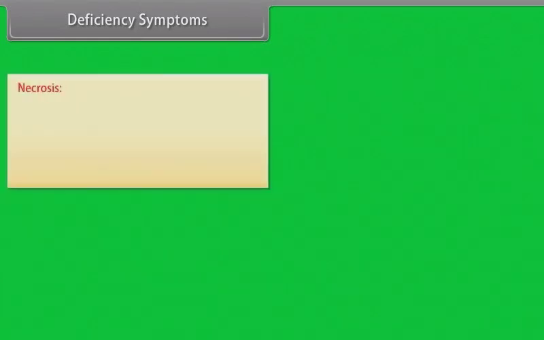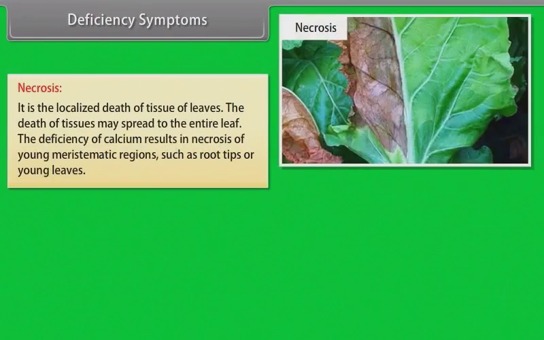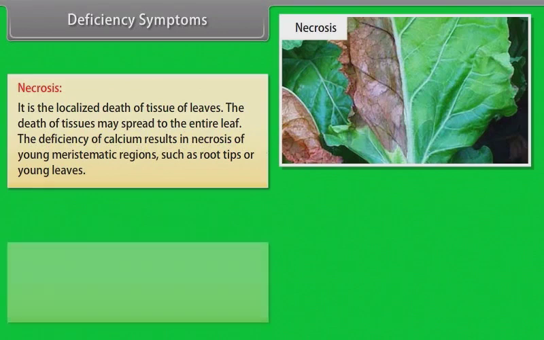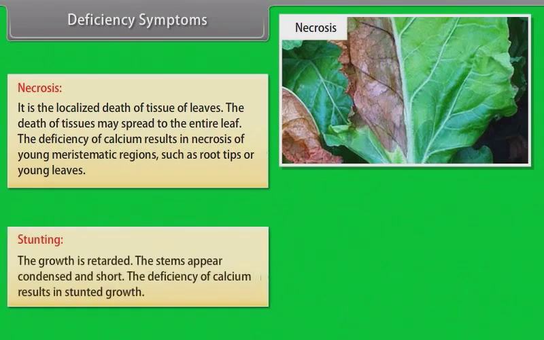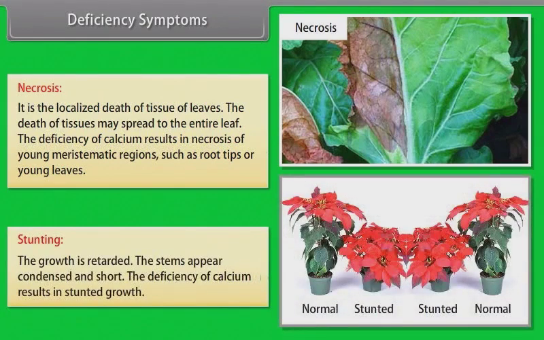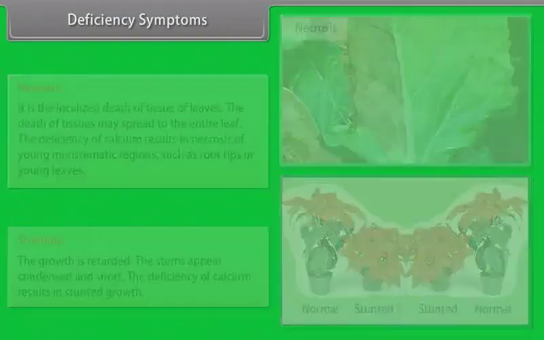Deficiency symptoms. Necrosis. It is the localized death of tissue of leaves. The death of tissues may spread to the entire leaf. The deficiency of calcium results in necrosis of young meristematic regions, such as root tips or young leaves. Stunting. The growth is retarded. The stems appear condensed and short. The deficiency of calcium results in stunted growth.